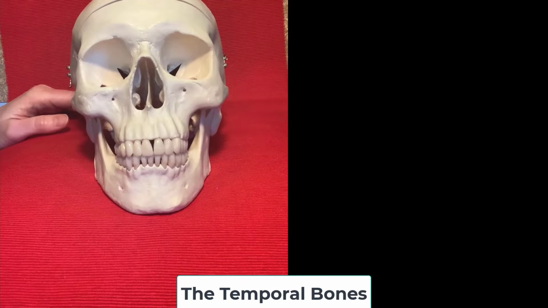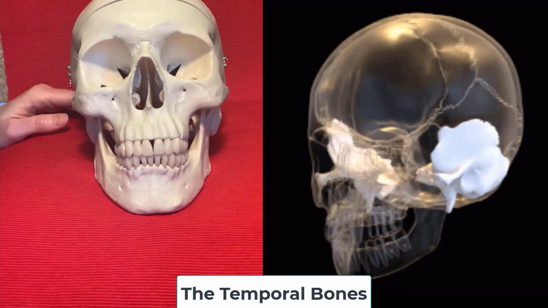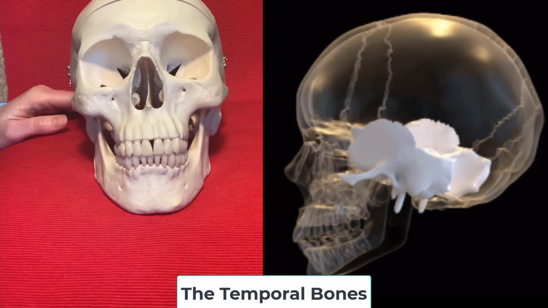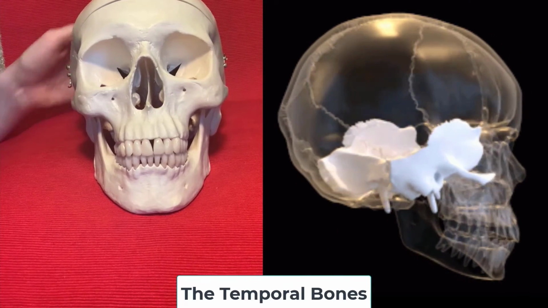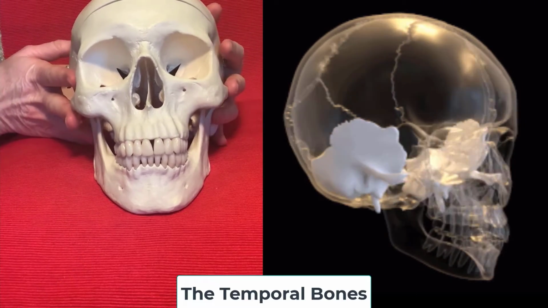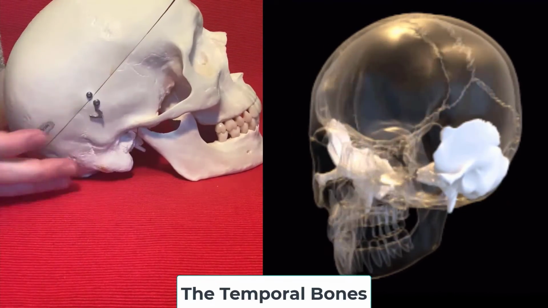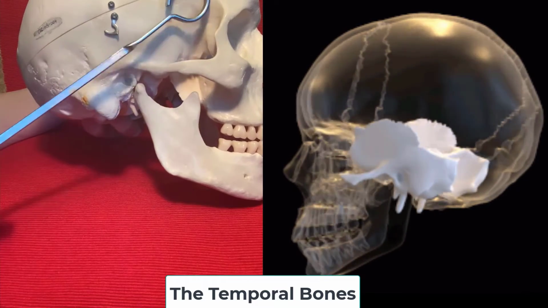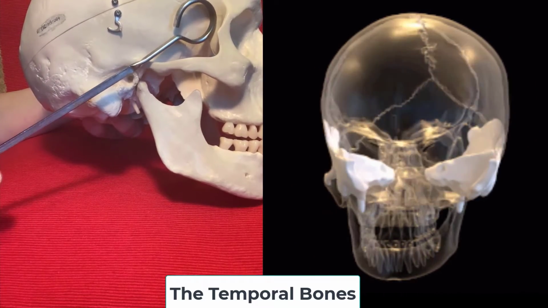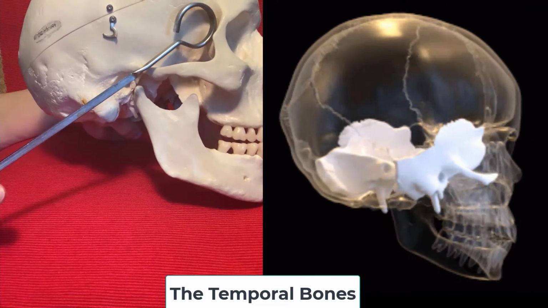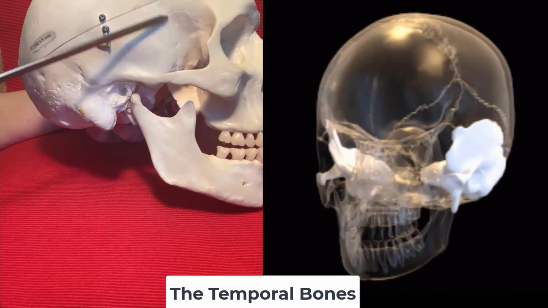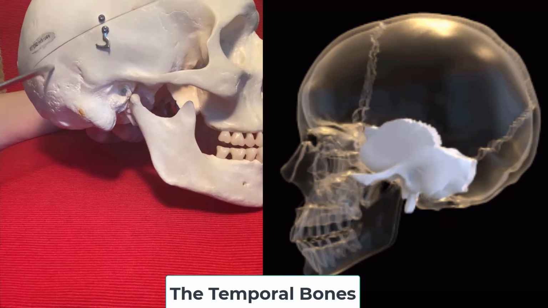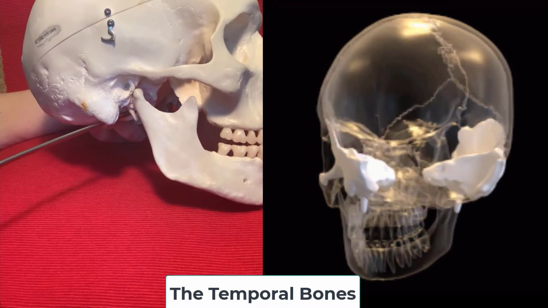The next bone we're going to talk about is the temporal bone. Many students think, oh, that's where my temples are because it's temporal, temples, but that's not accurate actually. So we're going to turn the skull in lateral view, and this is where your temples are, but that is not actually the temporal bone. The temporal bone starts right here and extends all the way down around.